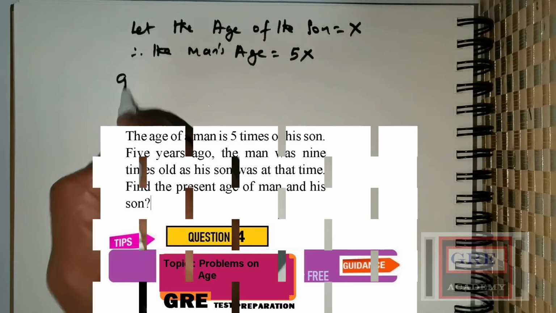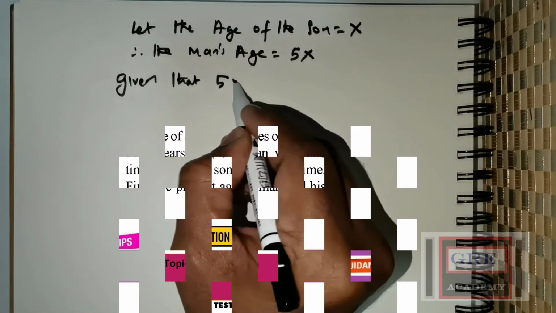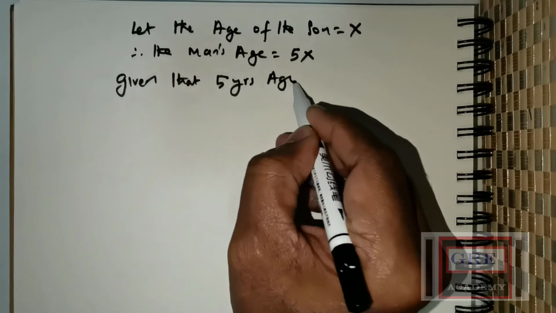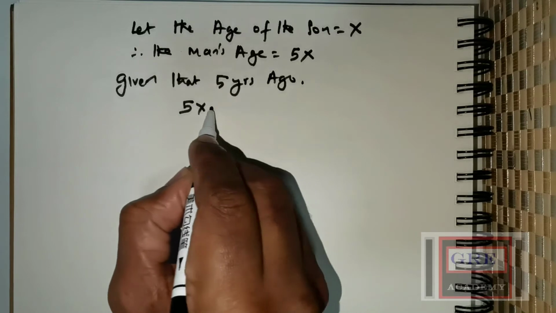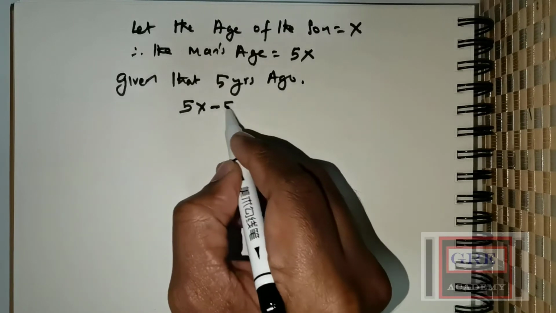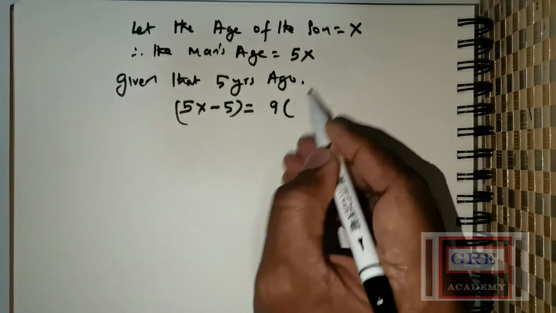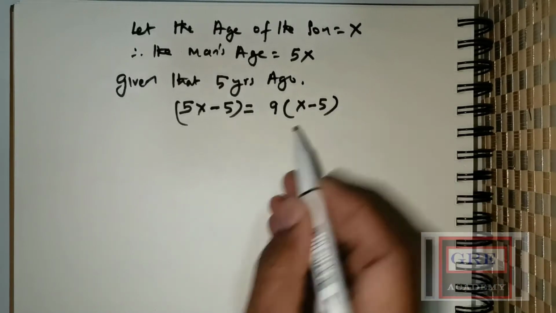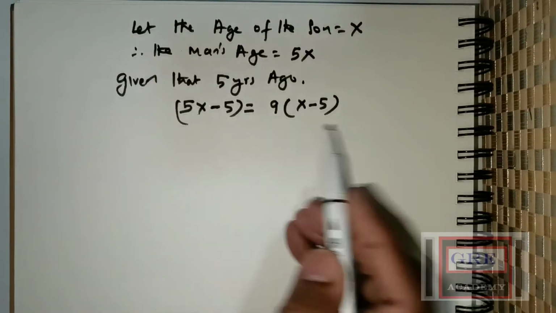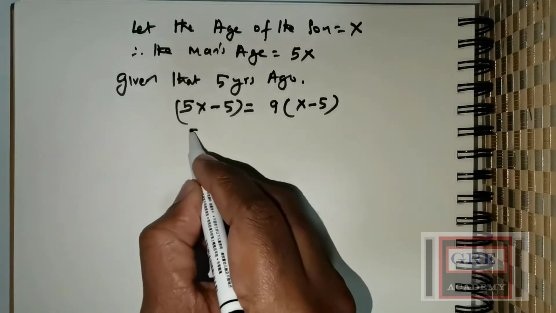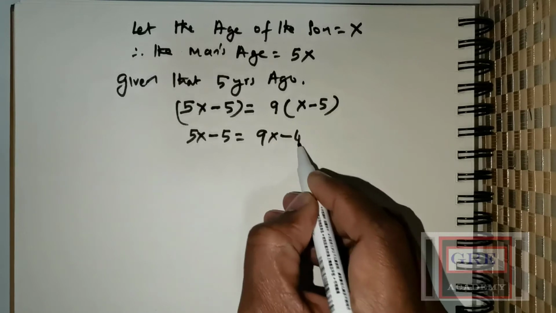Okay. Now it's given that 5 years ago the man's age, 5 years ago, is 9 times the age of his son. So you need to have this as the relevant equation. Now from here I can clearly write this as 5x negative 5 is equal to 9x negative 45.